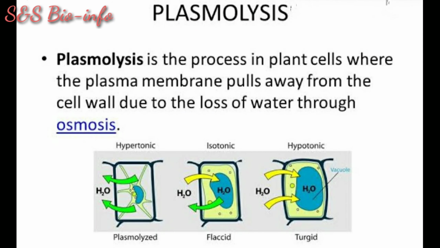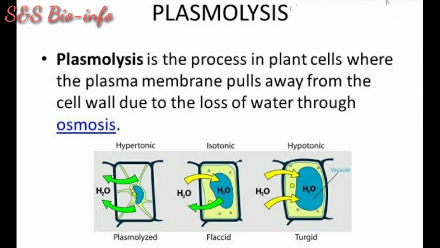What will happen if we place a plant cell in different solutions like hypertonic, isotonic and hypotonic solutions? When we place a plant cell in hypertonic solution, the plant cell loses its water so that the cell would become plasmolysed. Again, if we place the same plant cell in the isotonic solution, the cell would become flaccid. Again, if we put a plant cell in the hypotonic solution, the plant cell would become turgid.